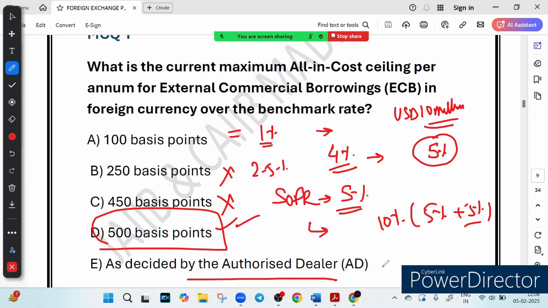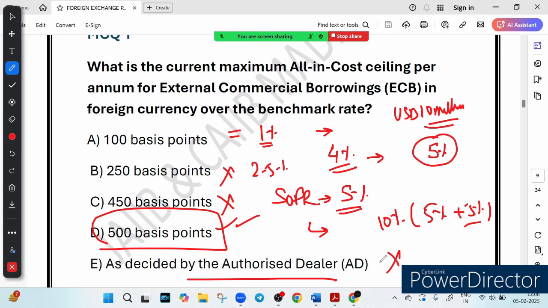Option E says as decided by the authorized dealer. This is not correct, because authorized dealers are banks that handle forex transactions, right? But they do not decide the ECB cost ceiling. RBI sets the limit and the AD must ensure compliance. For example, a company cannot negotiate an ECB loan at a rate they want. It must follow the RBI 500 BPS limit.